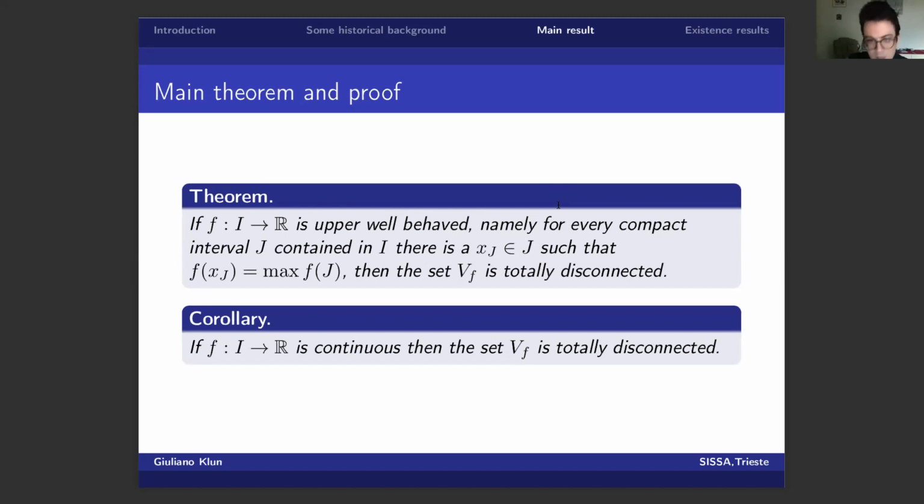because a continuous function is upper well behaved, because a continuous function realizes maximum and minimum over any compact interval. But more interestingly, an upper well-behaved function can be very pathological. Namely, for example, the Dirichlet function is upper well-behaved, but also functions that are non-measurable can be upper well-behaved.